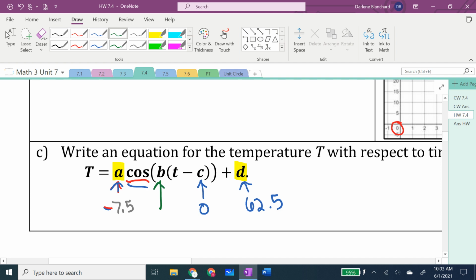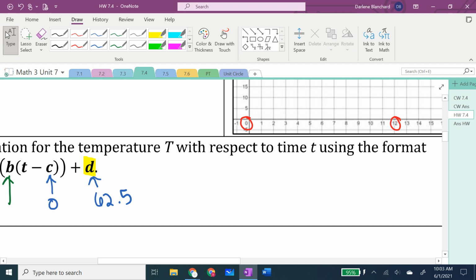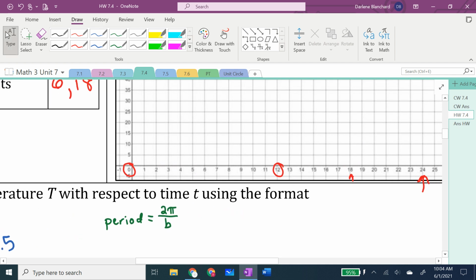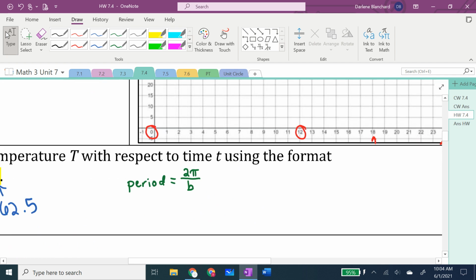And if I want to find B, a formula I can use, and you're allowed notes on the test, is whatever the period is of that graph. The formula is the normal length of a cosine cycle divided by whatever that b number is. So the period that I see on the graph itself, this has a 24-hour cycle. I have a period of 24 hours.